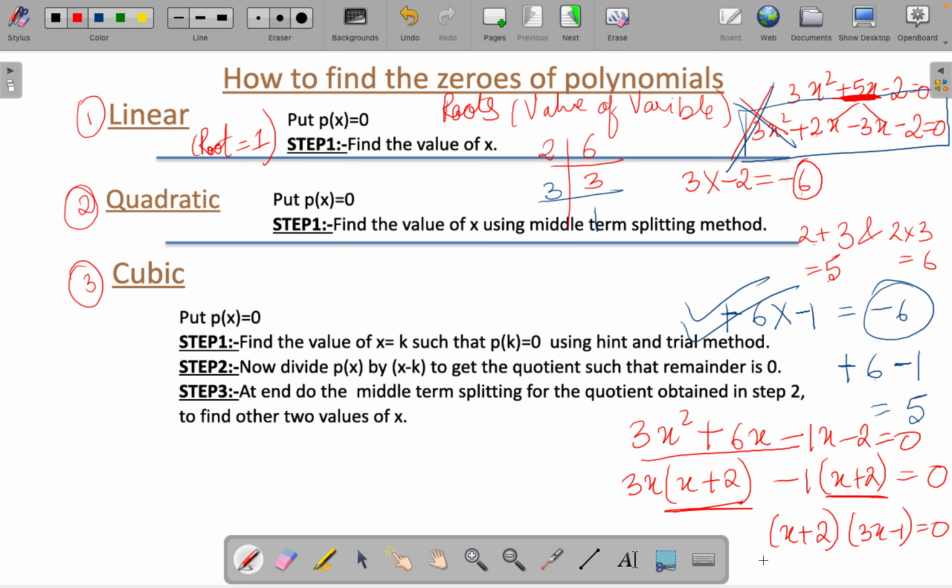So what are the two factors? Put them separately. x plus 2 equal to 0 and 3x minus 1 equals 0. So we get x as minus 2 and here we get x as 1 by 3. So there are two roots, and the two roots of the quadratic equation are represented by alpha and beta.